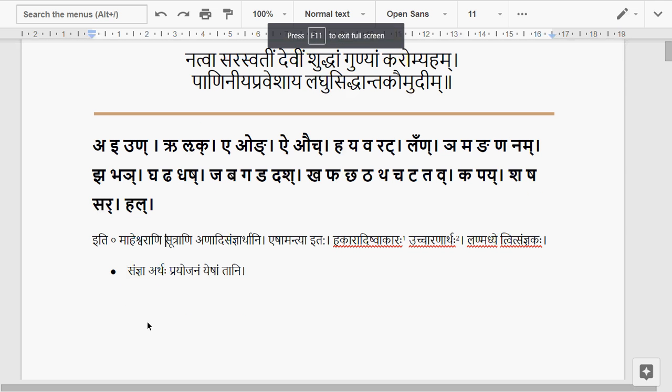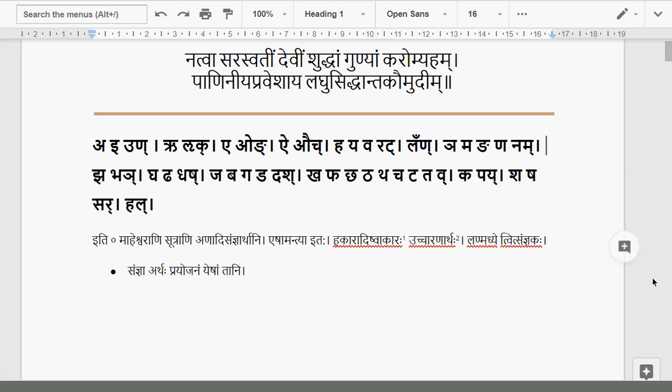Just a second. Baraha closed, I think. Let me just restart it, because F11 went to full screen. F11 is supposed to toggle between Sanskrit and English on Baraha.